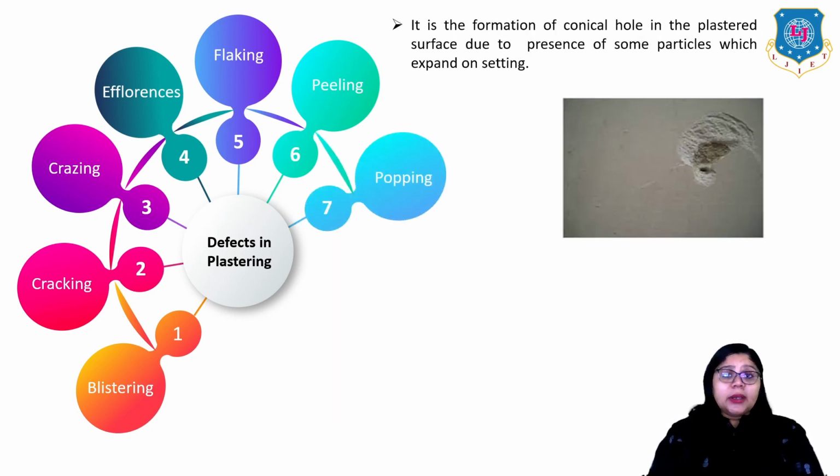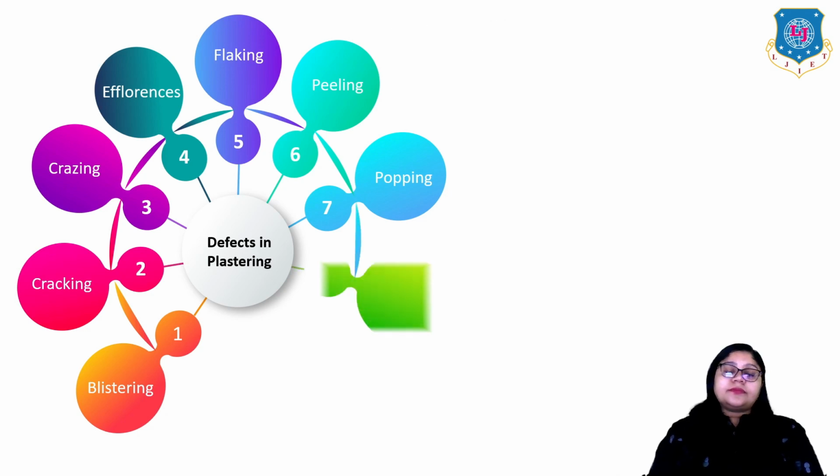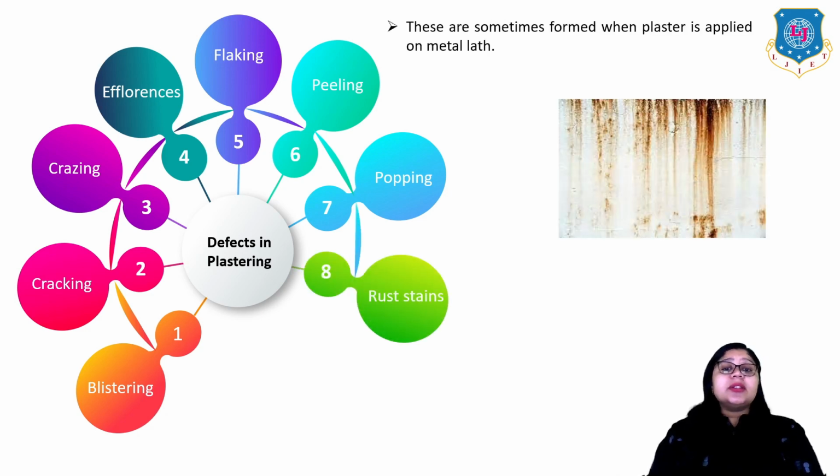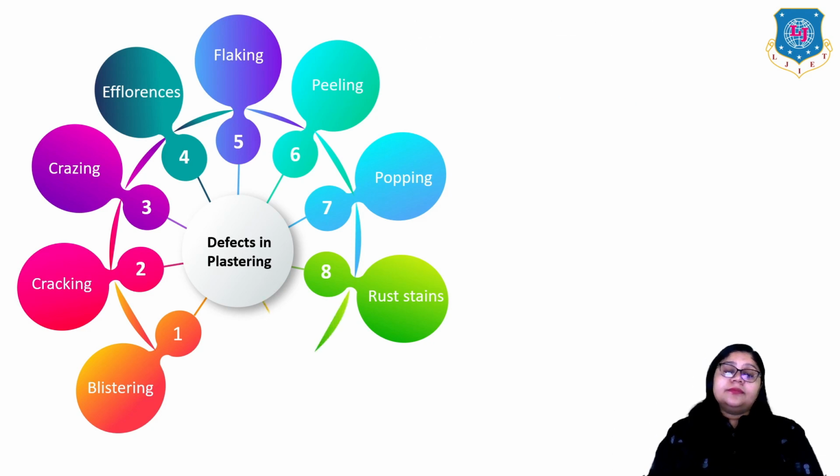The seventh one is popping. It is the formation of conical holes in the plastered surface due to the presence of some particles which expand on setting, as shown in this figure. The eighth one is rust stains. These are sometimes formed when the plaster is applied on metal lath, as shown in this figure.